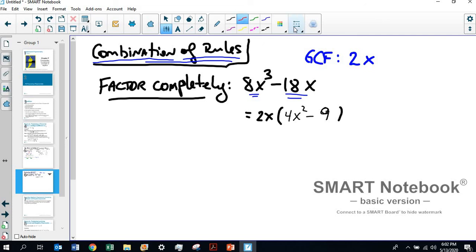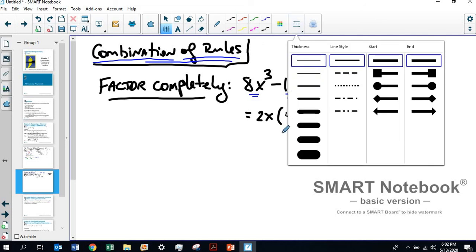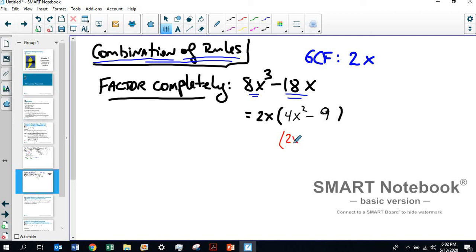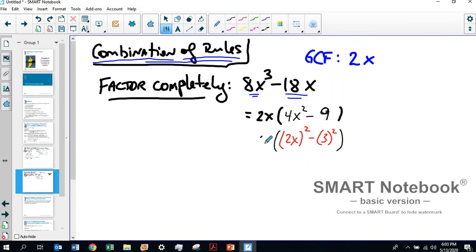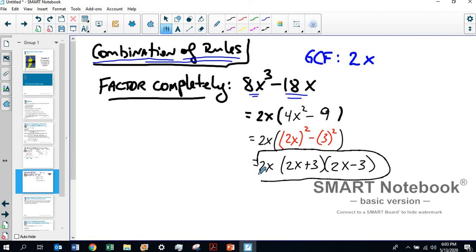Now, aha! This is 2x all squared, and this is 3 all squared. So this is of the form a squared minus b squared, a difference of squares. So we get the 2x still out front, and then a 2x plus 3 and a 2x minus 3. And so this big ugly mess is the factored version of 8x cubed minus 18x.